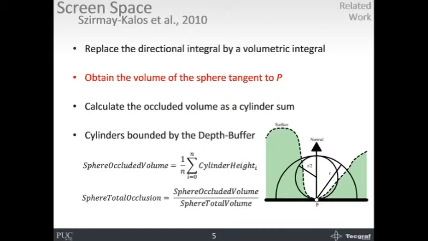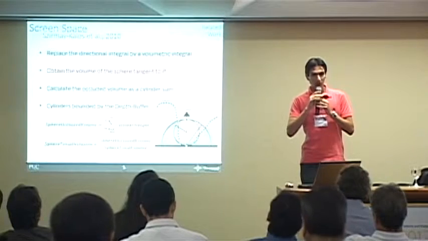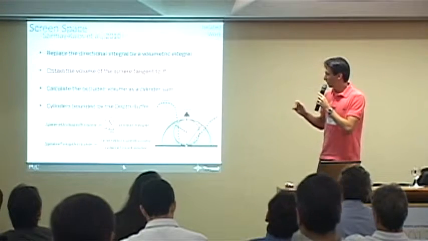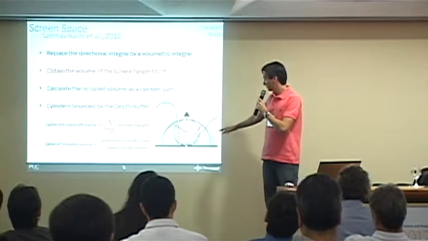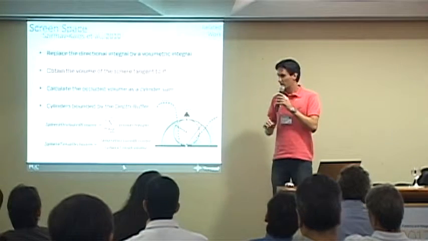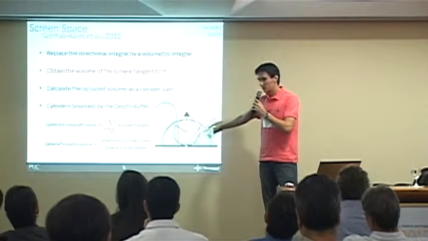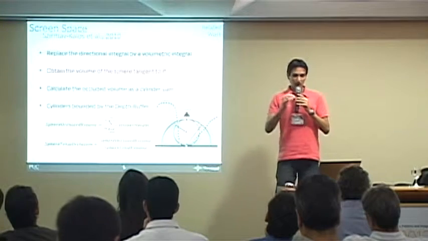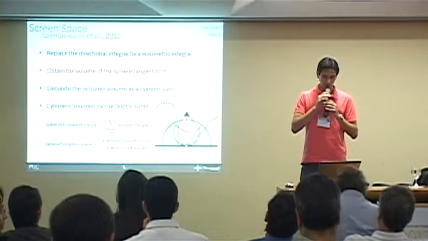Some related works. A screen space method presented by Zirma and Carlos tries to resolve ambient occlusion by replacing the directional integral of ambient occlusion with a volumetric one. He does that by obtaining the volume of a sphere tangent to the point P. In this picture, we have point P, and this semicircle is the influence of this point. So he calculates the occluded volume of this tangent sphere, so he can have the occlusion of this point.